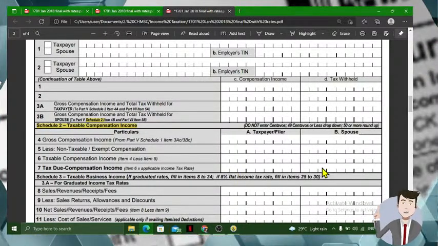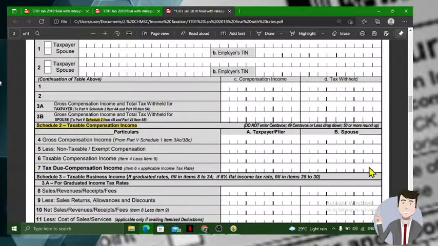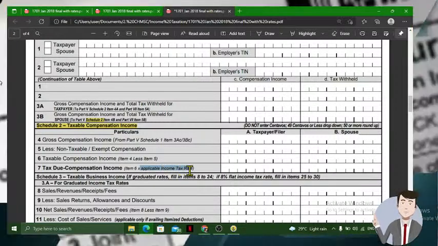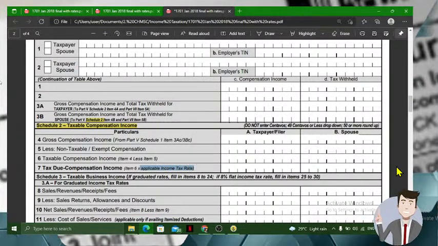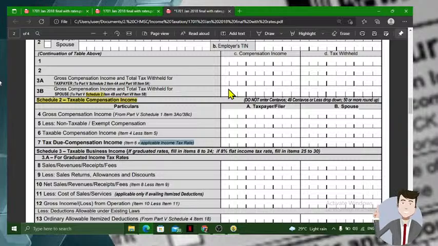and your tax due will be taken actually from your BIR Form 2316, but you can check the computation using the applicable income tax rate on our graduated income tax table. Okay? Sige. Schedule number 3.